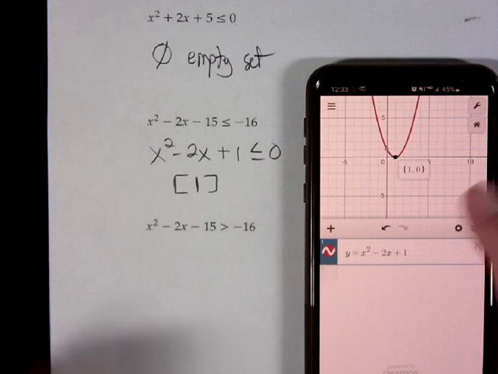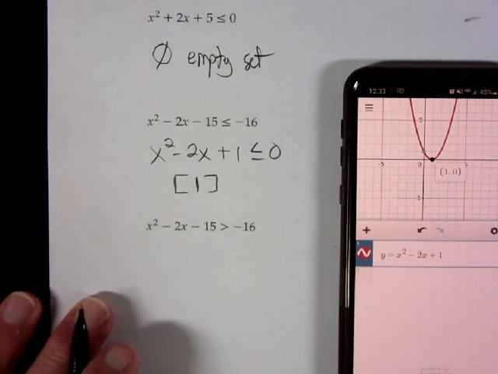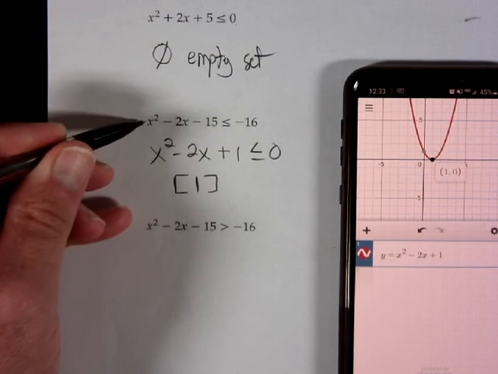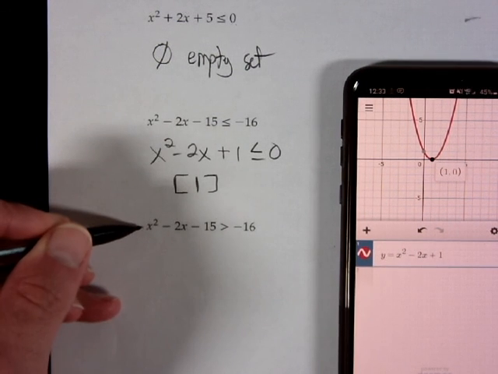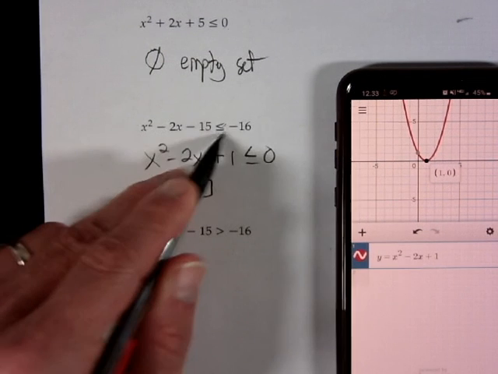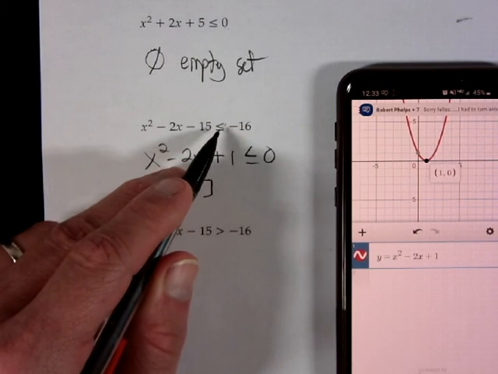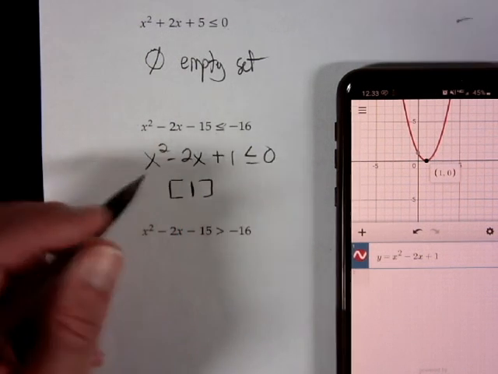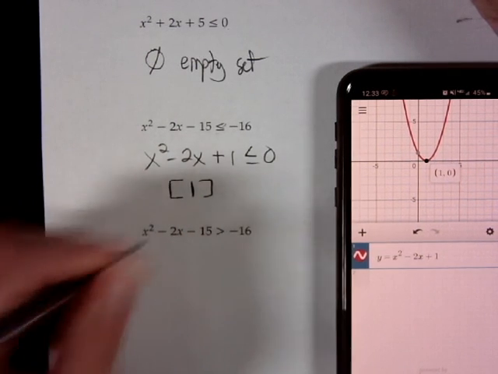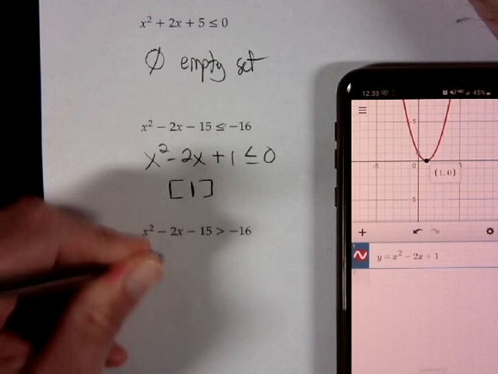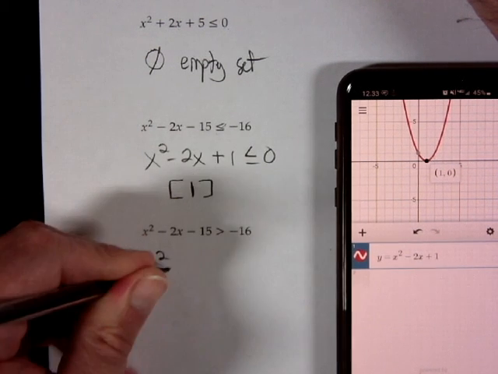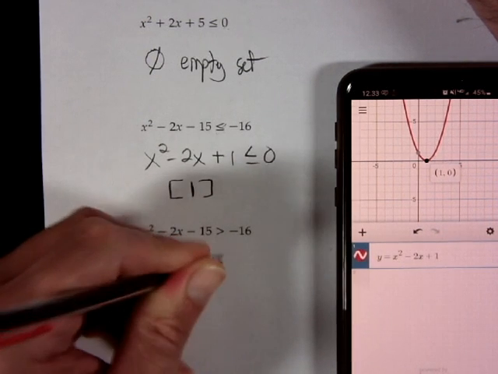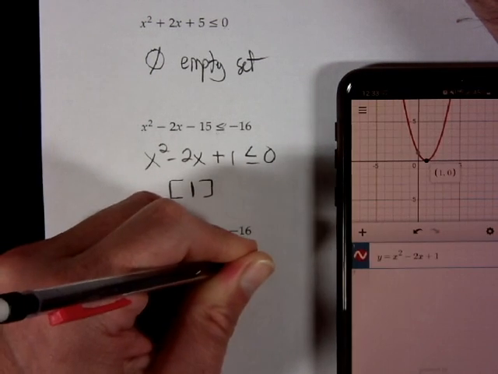Let's go to the last one. Again, we will have to rearrange it. However, notice there's only one difference between this one and the last one, and that's just the symbol. So instead of less than or equal to, we're going to have greater than. So let's see how that affects it. If you've got the exact same thing, but the symbol's changed, let's see what happens here. So that's still going to be plus 1. And we're going to have that as greater than 0 this time.